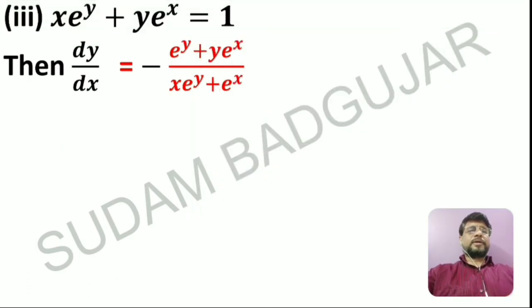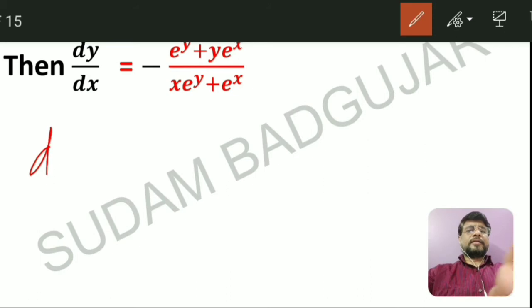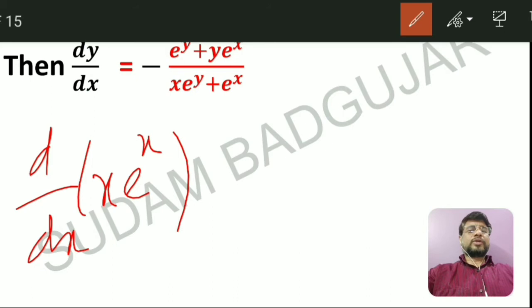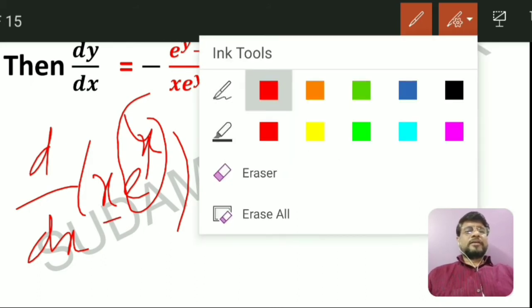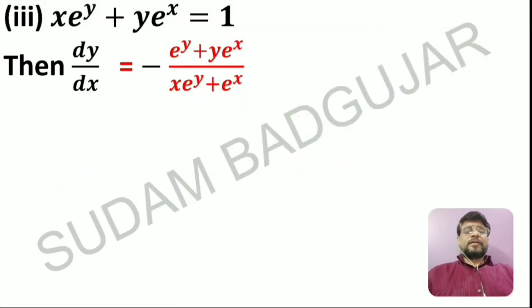Derivative of x into e raised to y, see e raised to y is constant, you have to write outside here, e raised to y outside. What is derivative of x? That is 1. Means here derivative of x into e raised to y is e raised to y into 1 plus y keep as it is. What is derivative of e raised to x? That is e raised to x at numerator upon what is denominator? It is nothing but derivative of y with respect to y, here x as a constant.